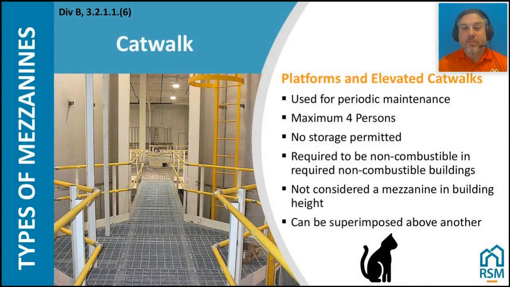The catwalks. These are described in the building code, but there's some other criteria. You'll notice that the other one, the service space, didn't talk about periodic maintenance, but this one does. These are used for periodic maintenance. They have a maximum occupant load of 4 persons. This one also has a restriction on storage. These are required to be non-combustible in required non-combustible buildings. And some people will think, well, of course.